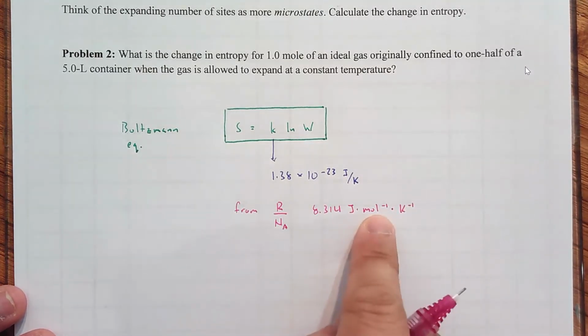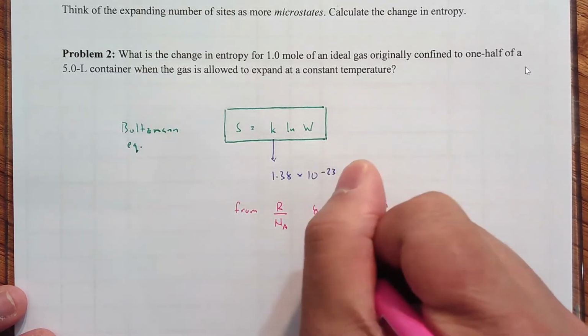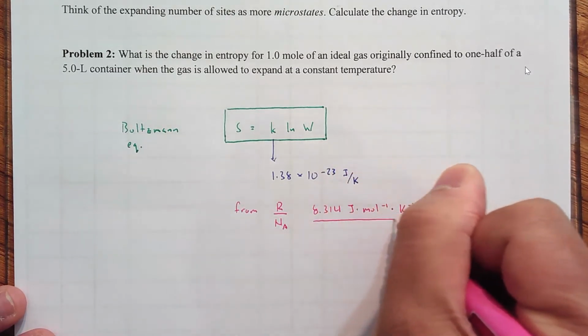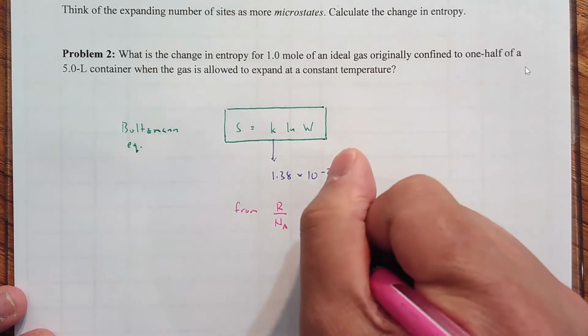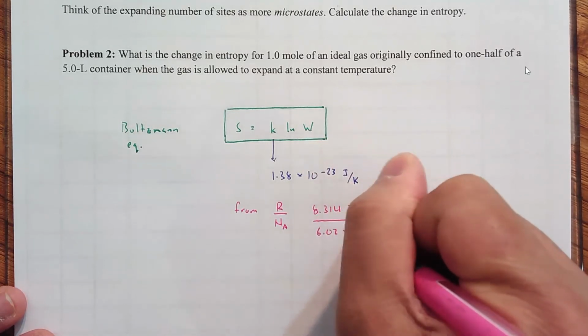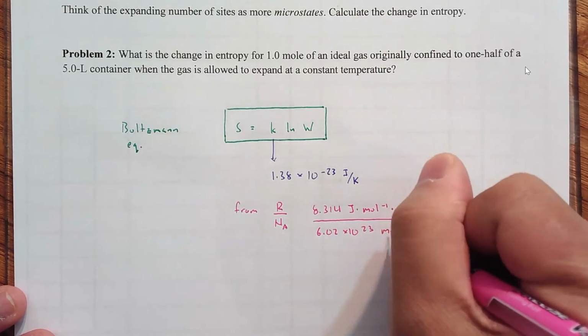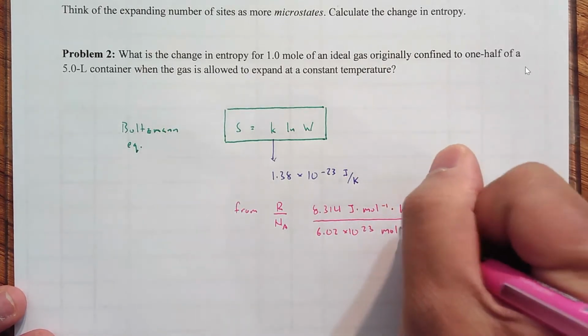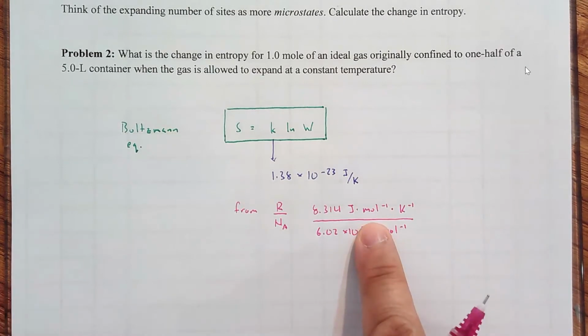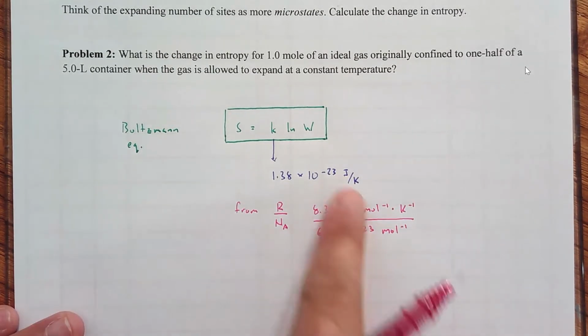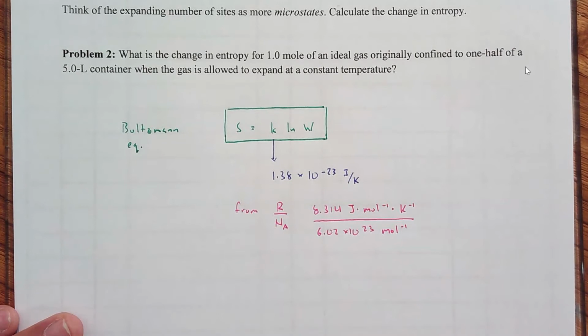So those would be in the denominator. You know Avogadro's number as per mole, particles per mole, 6.02 times 10 to the 23. I won't put particles, but it's anything per mole. So the per moles cancel out, leaving us joules per K.